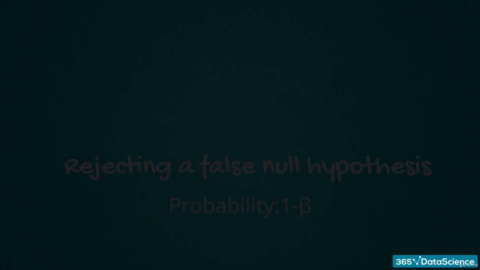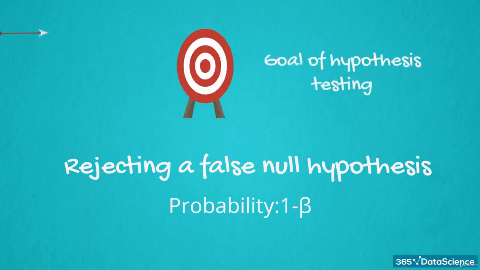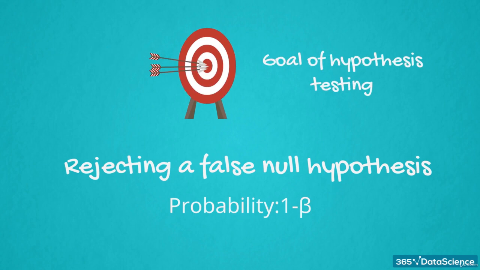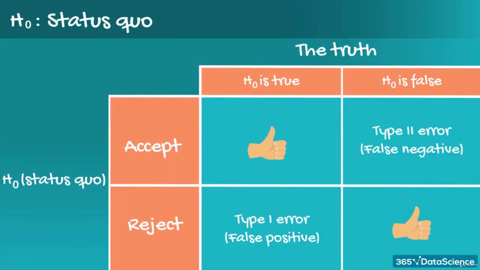We should also mention that the probability of rejecting a false null hypothesis is equal to 1 minus beta. This is the researcher's goal, to reject a false null hypothesis. Therefore, 1 minus beta is called the power of the test. Most often, researchers increase the power of a test by increasing the sample size. This is a common table statisticians use to summarize the types of errors.